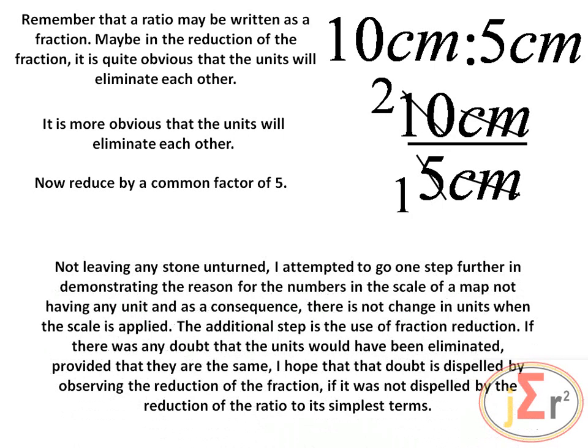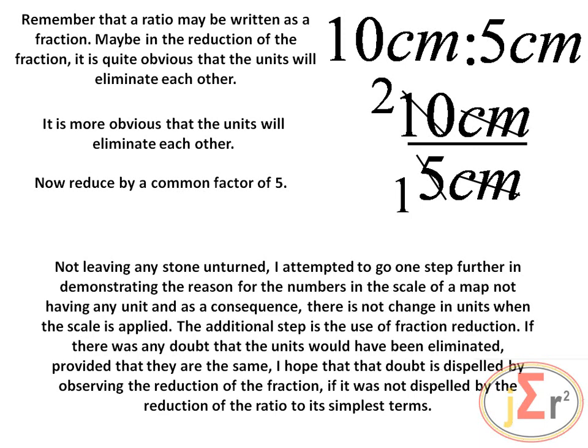Not leaving any stone unturned, I attempted to go one step further in demonstrating the reason for the numbers in the scale of a map not having any unit, and as a consequence, there is no change in units when the scale is applied. And we have said that 1,000 times, that there is no change in units when the scale is applied. And we have attempted in the last slide or two to show why there is no unit in the numbers that are used in the scale, and as a consequence there is no change in units.